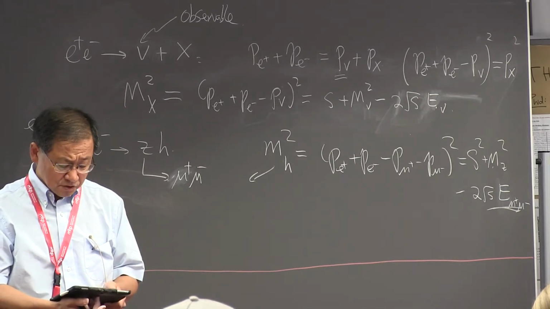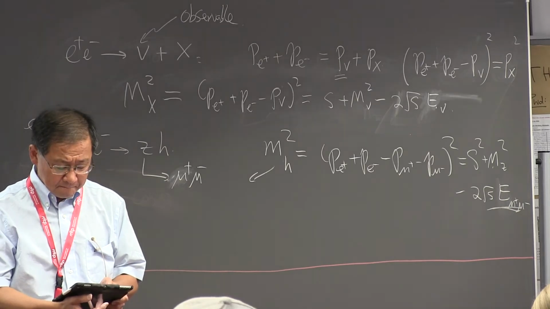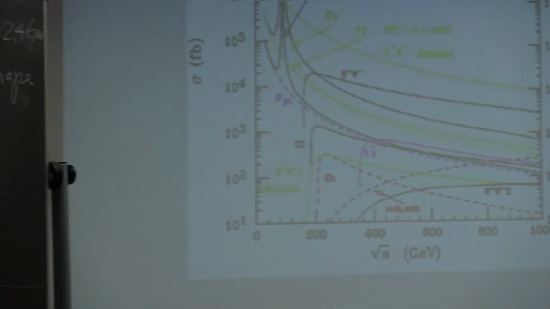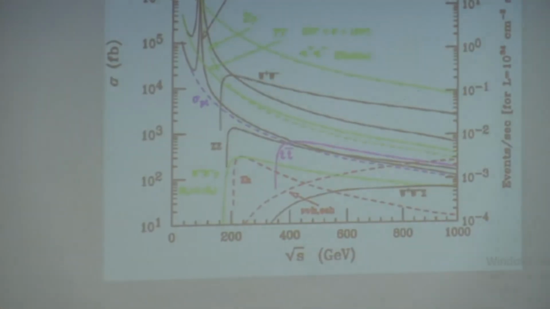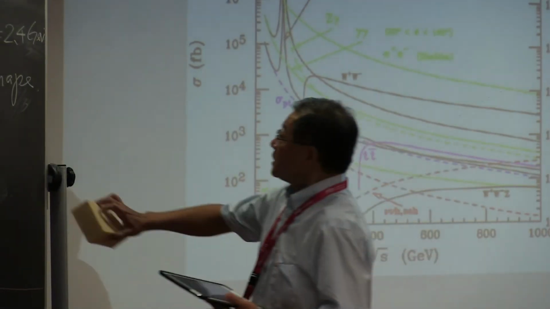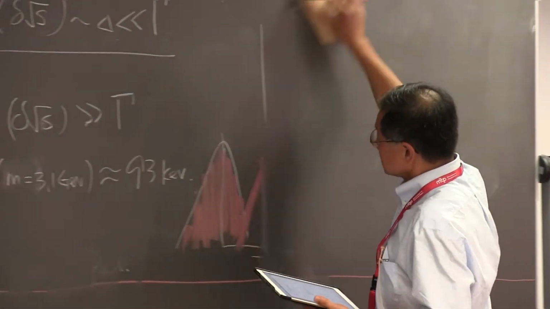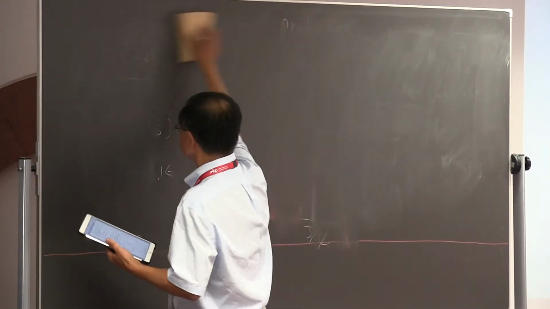There are many other good physics you can do. Let me give you one more example for the e+e- collider. So once again, to utilize the well-defined, well-measured kinematics, that's a major advantage over the Hadron Collider, right?